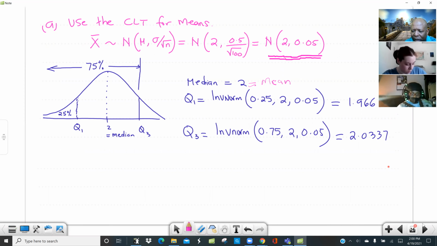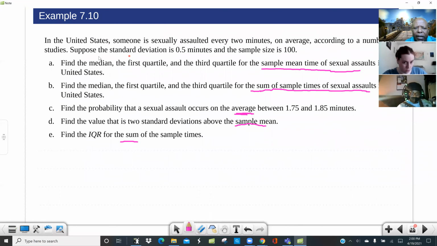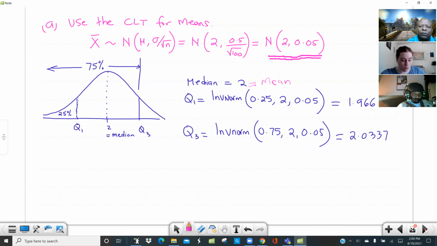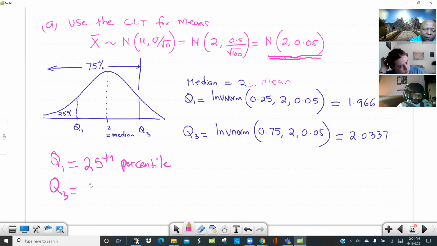Let's go back to what he wants us to do. He says, find the first quartile and the third quartile. Well, what does first quartile mean? Q1 is the 25th percentile, and Q3 is the 75th percentile. So if I look at this picture, those are the two things you are missing.